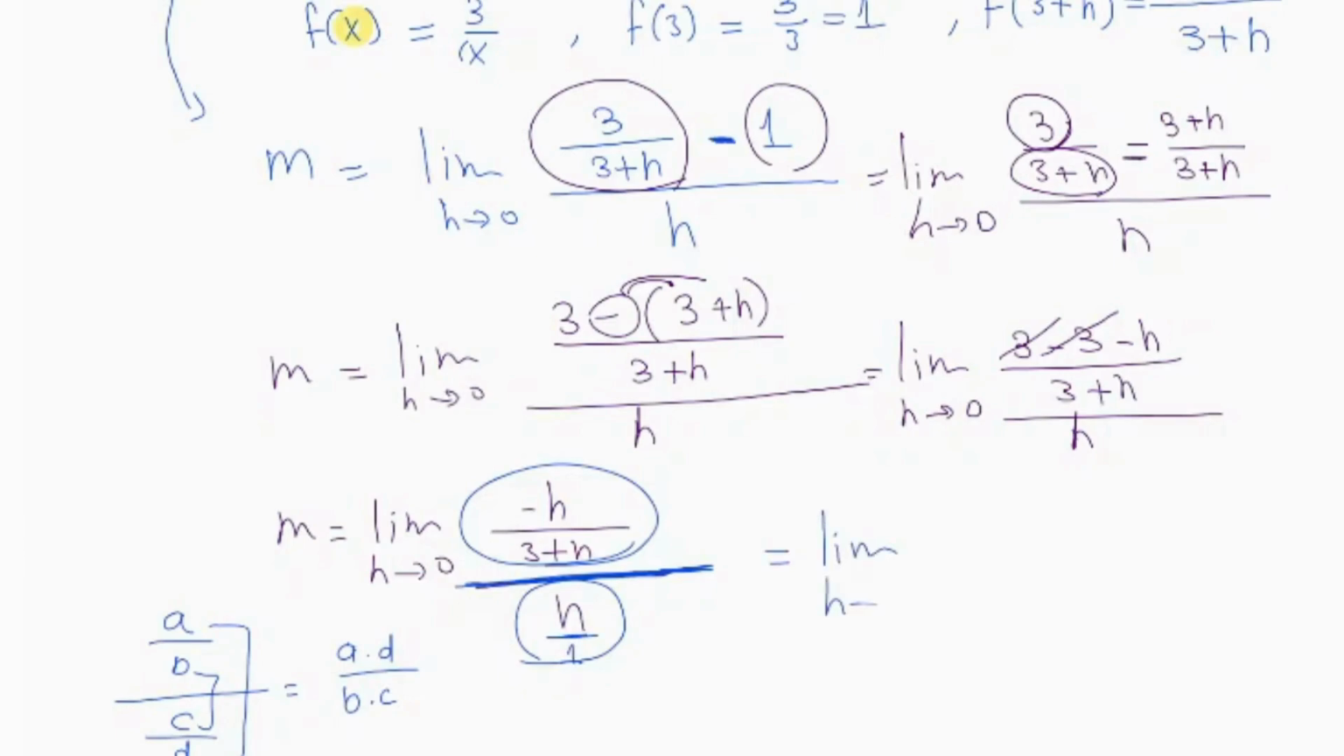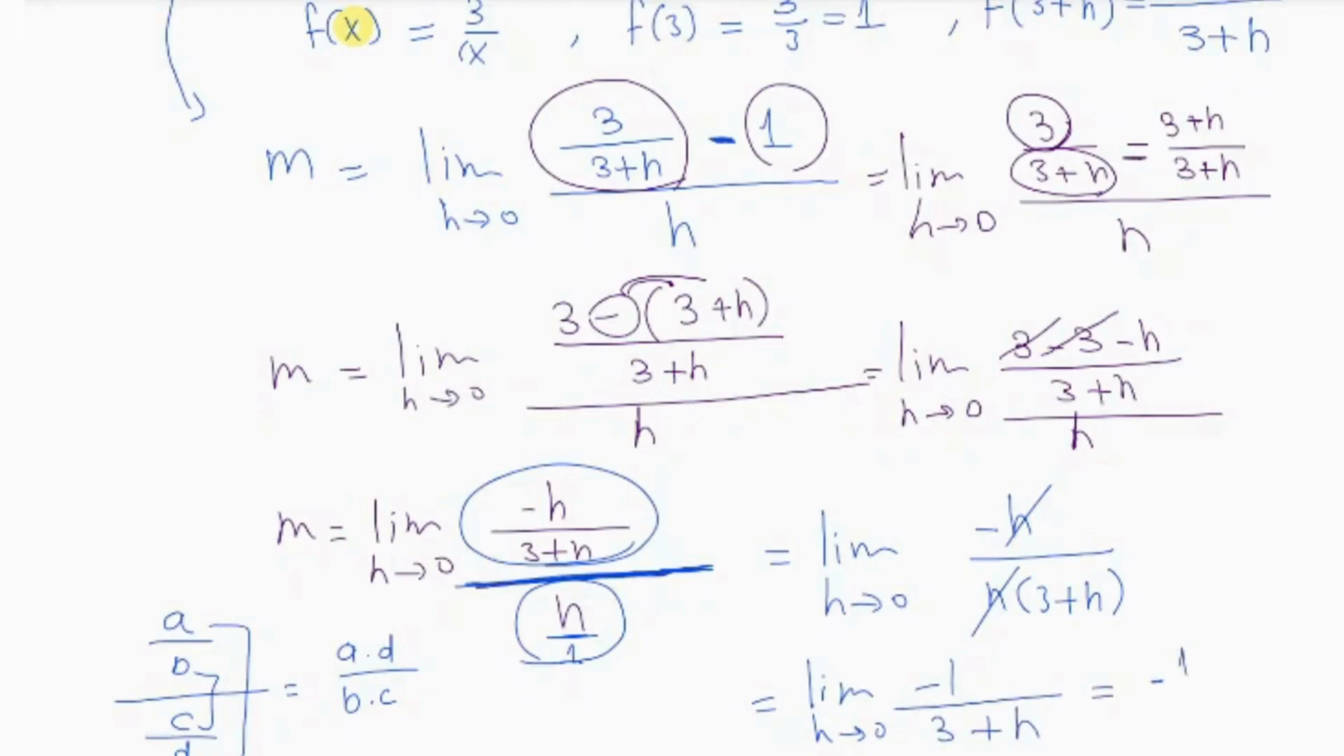Then this is equal to the limit when h goes to 0 of negative h times 1, which is negative h, over h times 3 plus h. This h will cancel with this h. Then the limit when h goes to 0 of negative 1 over 3 plus h. If you substitute directly, you'll get negative 1 over 3.